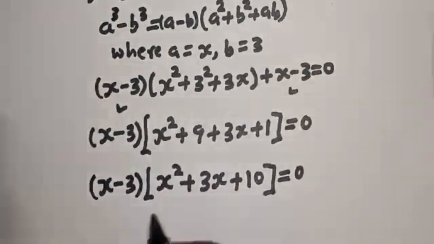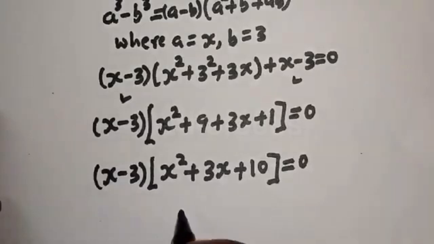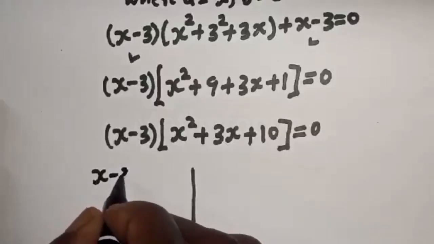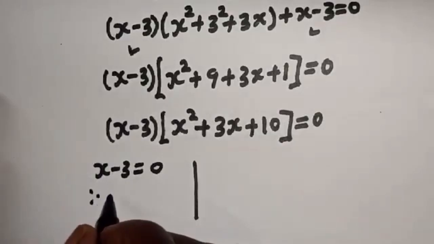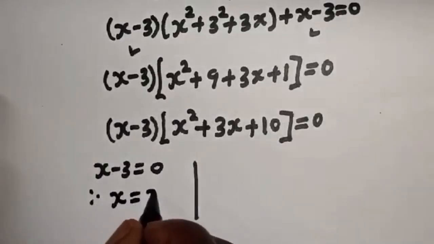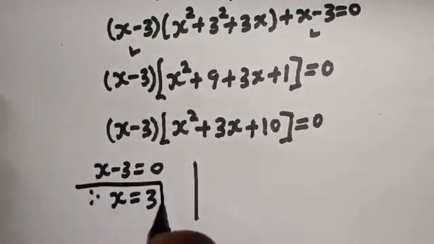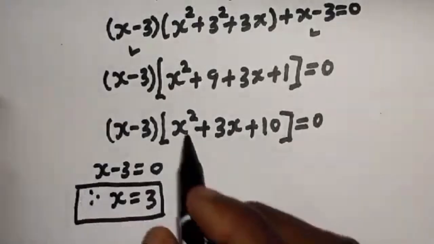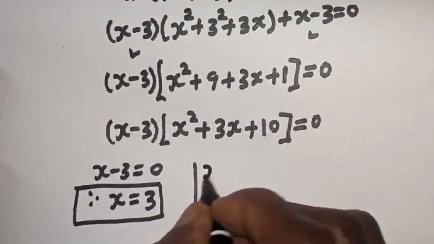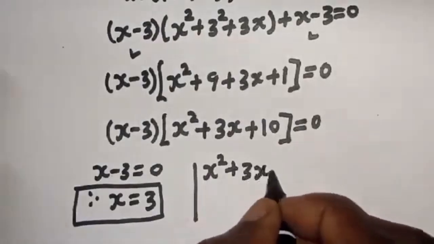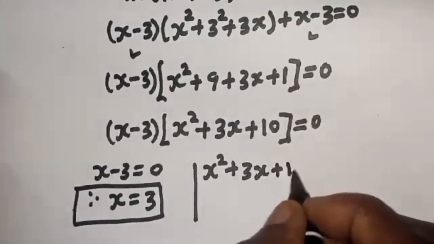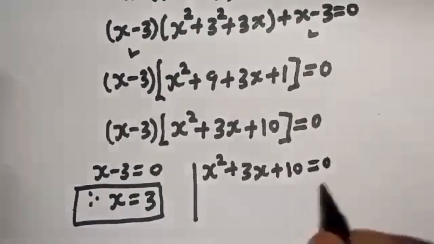There are two cases here. The first case is s minus 3 is equal to 0, therefore s is equal to 3. This is the first value of s. And the second case is s square plus 3s plus 10 is equal to 0.